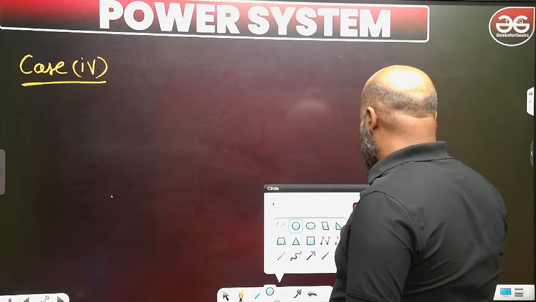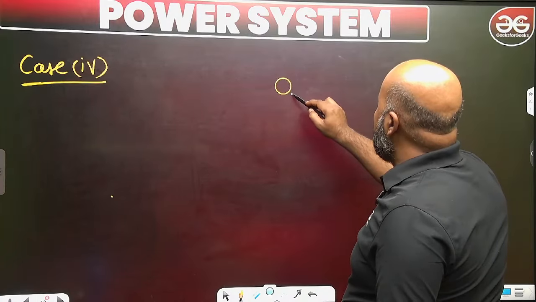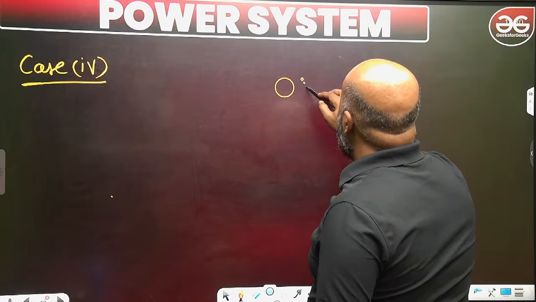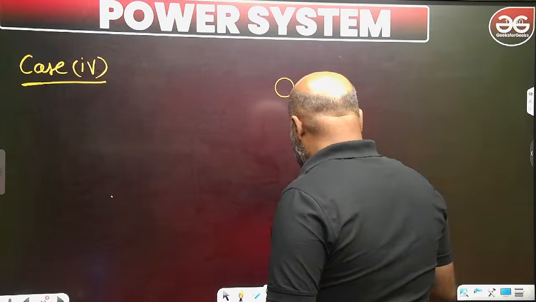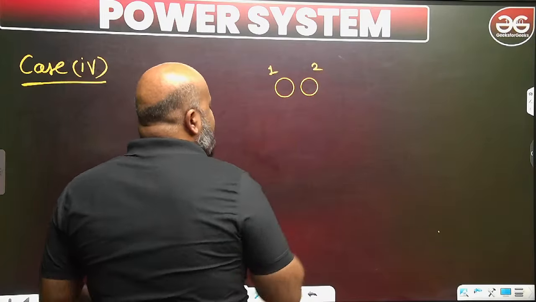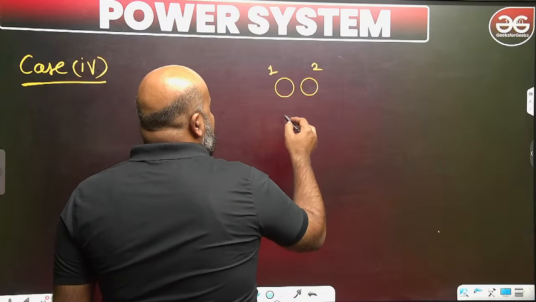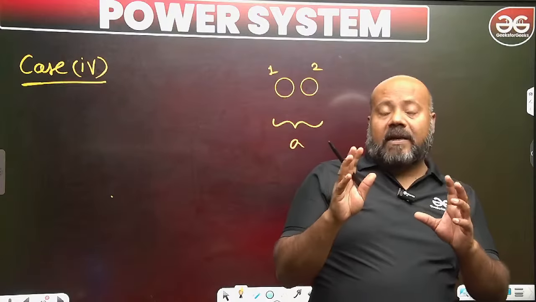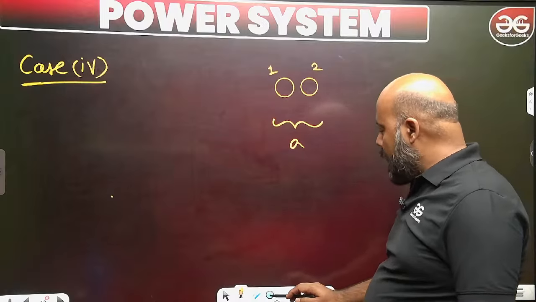For bundled conductors, if the conductors are like this, something like this. This is conductor number 1, this is conductor number 2. And they both belong to A phase. Are you getting this? Because the A phase conductor we have divided into two subconductors. That is what we call bundled conductors.